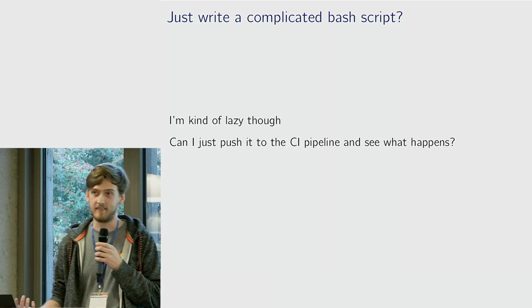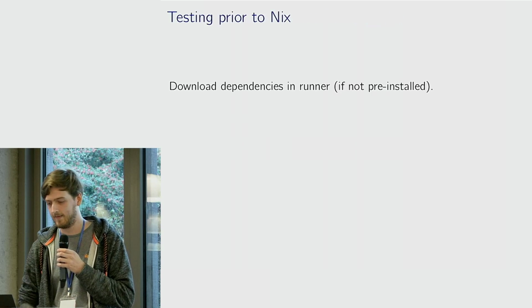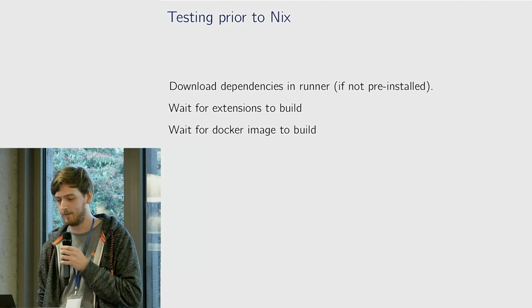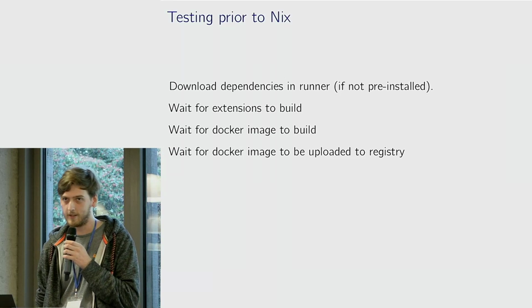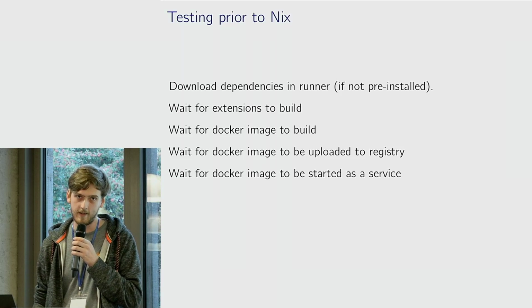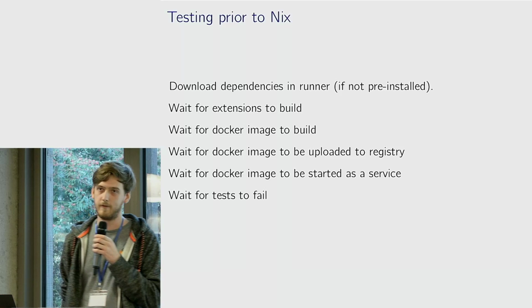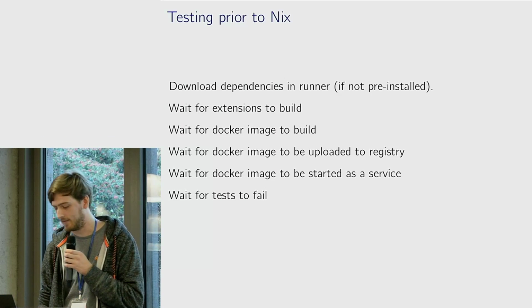So can I just push it to my CI pipeline that I've got because we're hip and trendy? Yeah, okay, but now it's got to download the dependencies, wait for the extension to build, wait for the Docker image to build, wait for the Docker image to be uploaded to the registry. It's got to pull the image again, start it as a service, and then I've got to wait for my test to fail to find out that something's gone wrong. This is just motivated by my laziness.